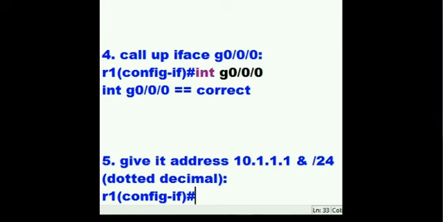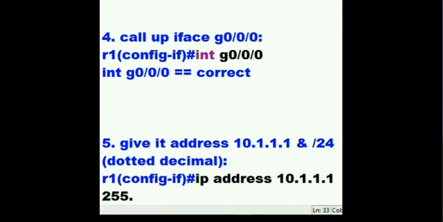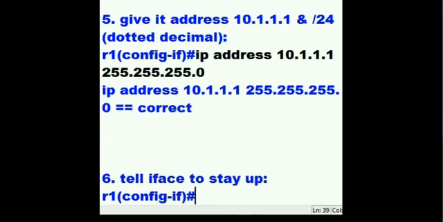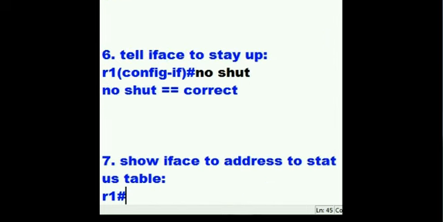Okay, so I would key in IP address 10.1.1.1 space 255.255.255.0. There we go. And that's correct. Tell the interface to stay up and running. How do I do that? No shutdown. Or I can just key in no shut. And that's correct.